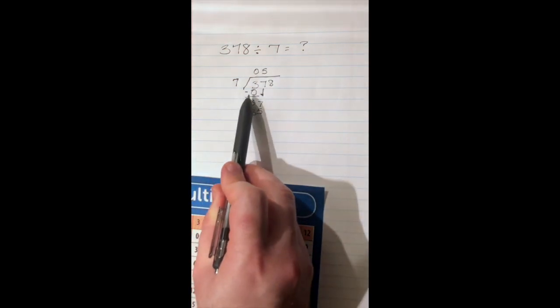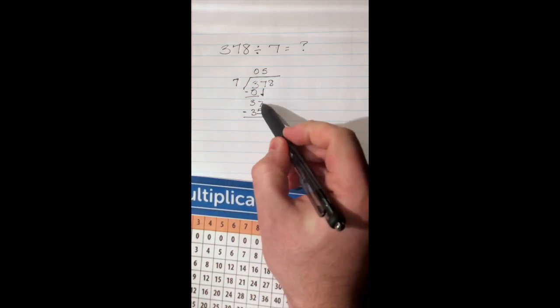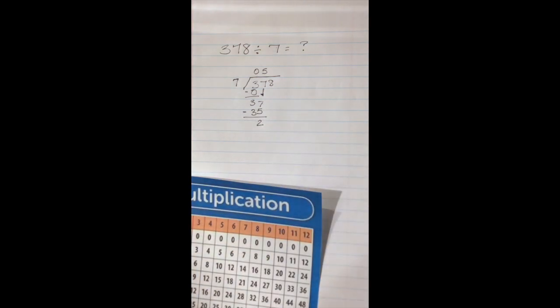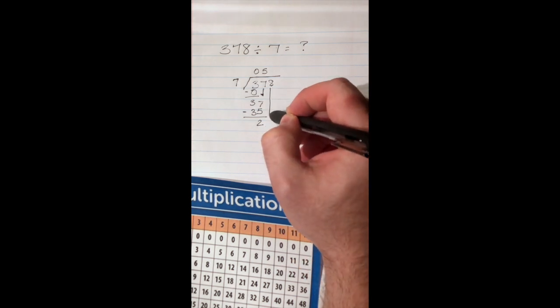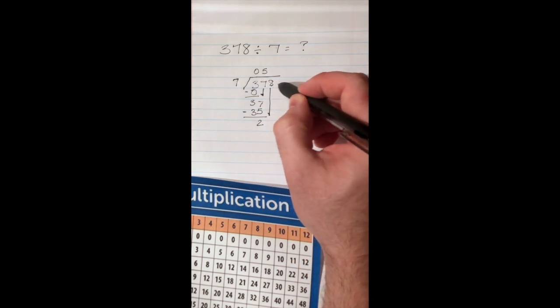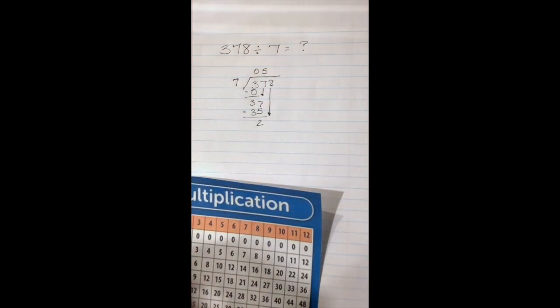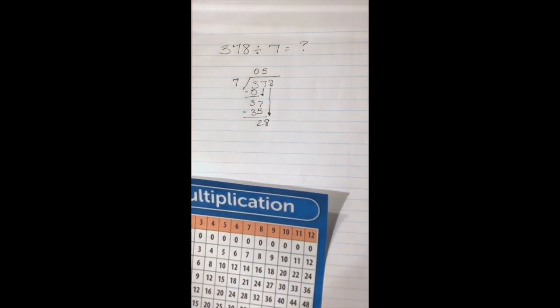Now, just like before, I'm going to subtract those two numbers. 37 minus 35, that's 2. Now, I'm going to drop my last digit down. This will be the last step because I have no more digits past 8 to work with. I'm going to drop that 8 down next to that 2, and I have the number 28.